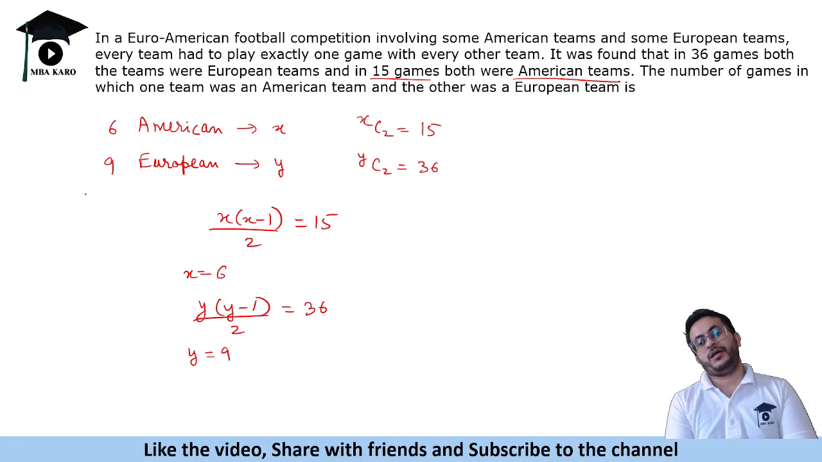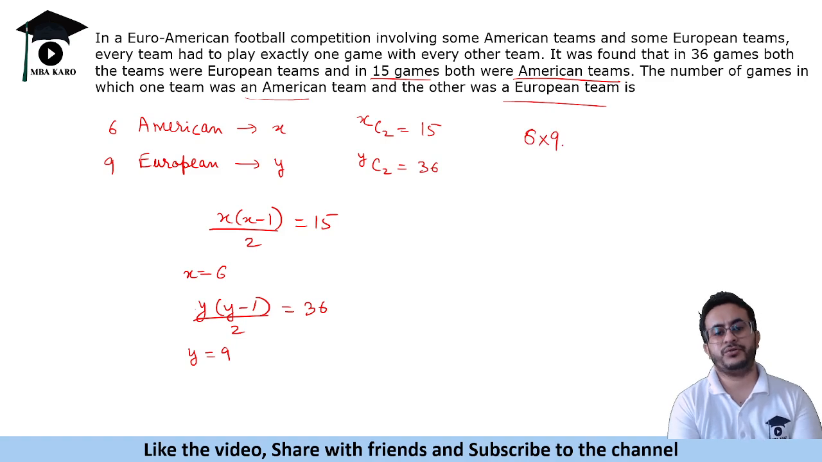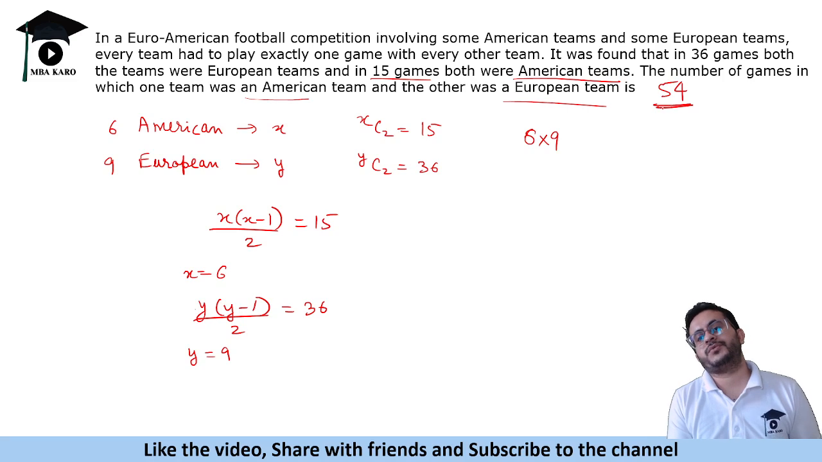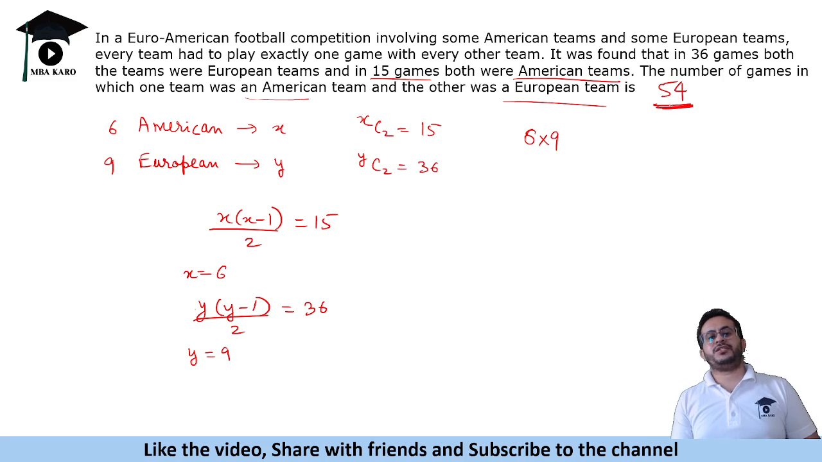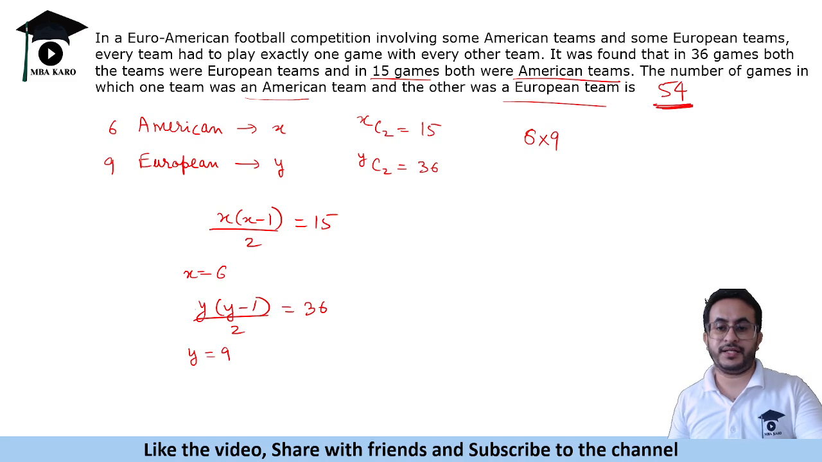Now the question is, how many matches had an American team and another European team? So 6 American teams and 9 European teams. The number of matches will be 6 into 9, because 1 American team will play with 9 European teams. So 6 American teams will play 6 into 9, 54 matches, wherein 1 team was American and the other was European.